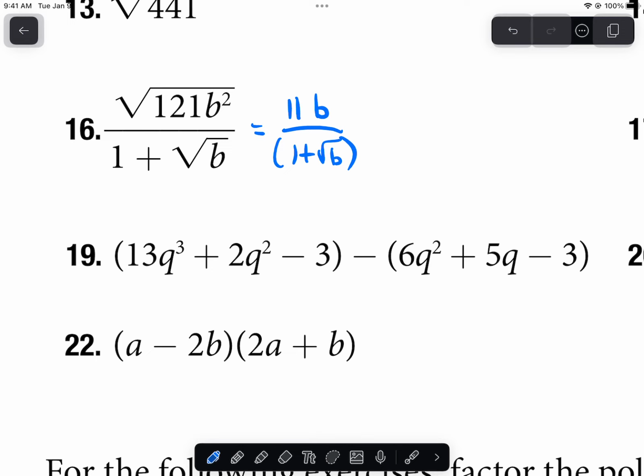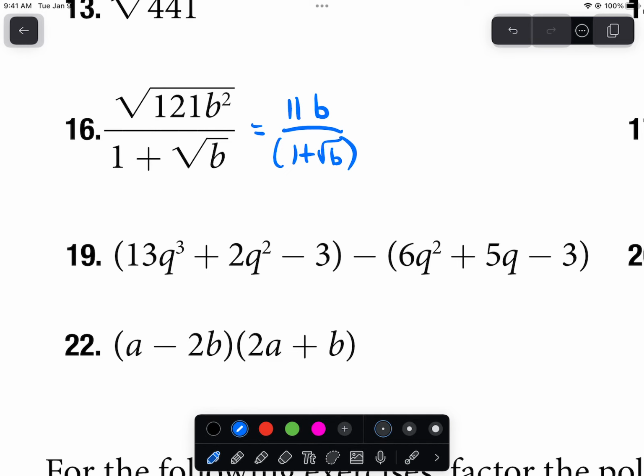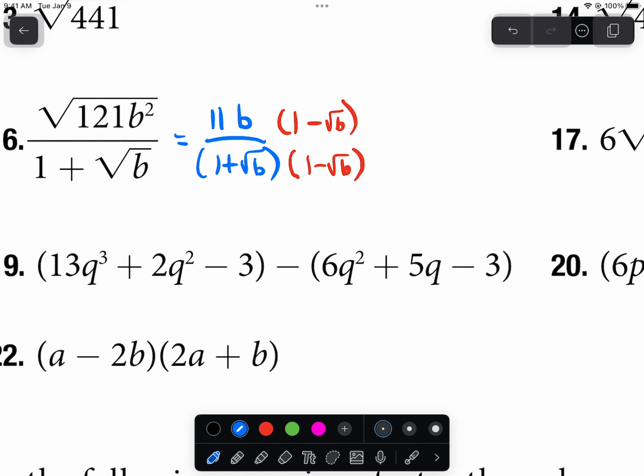But this does not say that. It says 1 plus radical b in the bottom. So what you're going to do is use something called the conjugate. The conjugate of 1 plus the square root of b, it's that difference of squares formula technically, is 1 minus the square root of b. So put that in parentheses on the top and the bottom. Now, that is going to allow us to no longer have radicals in our denominator. That's your main goal.